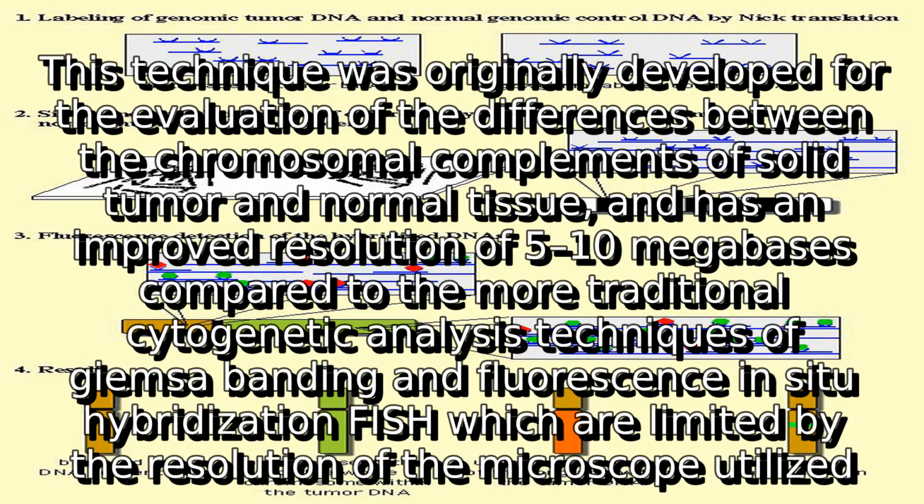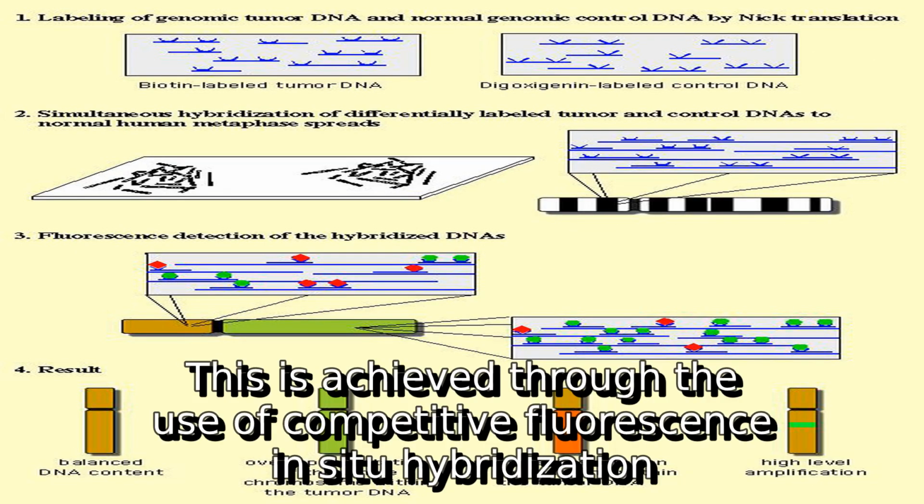This technique was originally developed for the evaluation of the differences between the chromosomal complements of solid tumor and normal tissue, and has an improved resolution of 5 to 10 megabases compared to the more traditional cytogenetic analysis techniques of GTG banding and fluorescence in situ hybridization (FISH), which are limited by the resolution of the microscope utilized. This is achieved through the use of competitive fluorescence in situ hybridization.